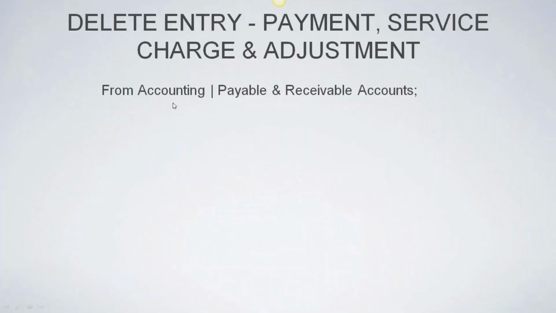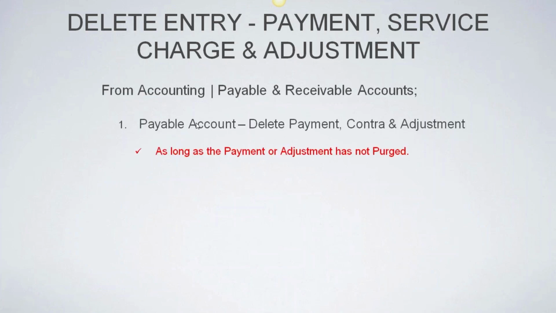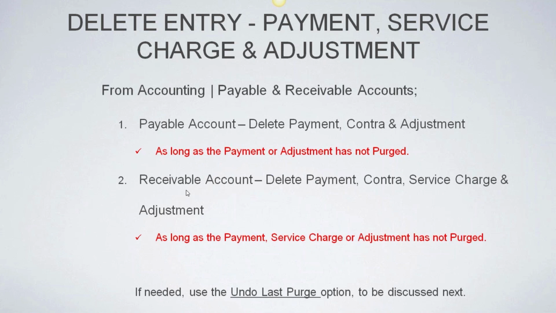So to review this from accounting, payables, and receivable accounts, we have the ability to delete payable account payments, contra entries, and adjustments, as long as the payments and adjustments have not been purged. We have the ability to delete items in the receivable account, payment, contra entries, service charges, and adjustments, again, as long as they haven't been purged. And I've made the note at the bottom, if needed, use the undo last purge. And that's where we're going next.